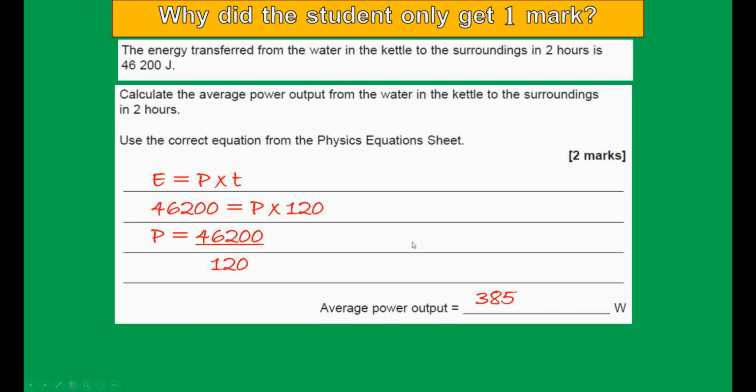Next, moving on, why did the student only get 1 mark? The energy transferred from water in the kettle to the surroundings in 2 hours is 46,200 joules. Calculate the average power output from the water in the kettle to the surroundings in those 2 hours. Use the correct equation from the physics equation sheet. Why did they only get 1 mark? Find the mistake and fix it. Pause the video here.